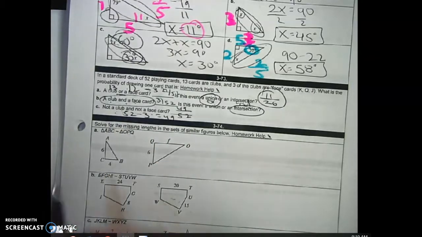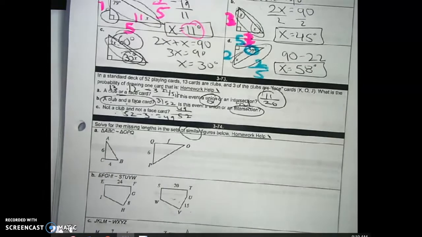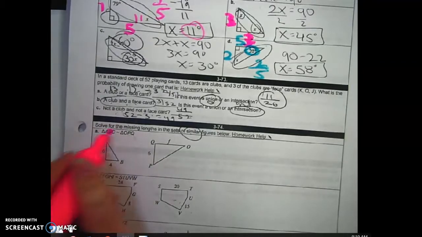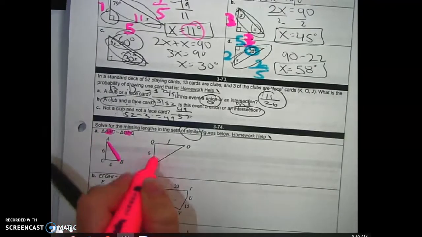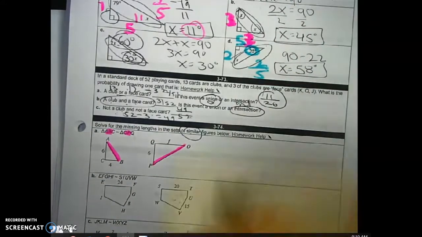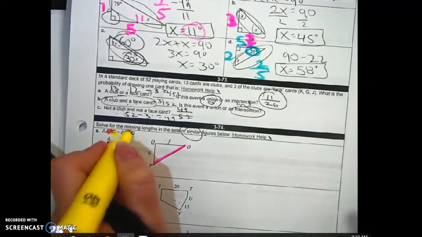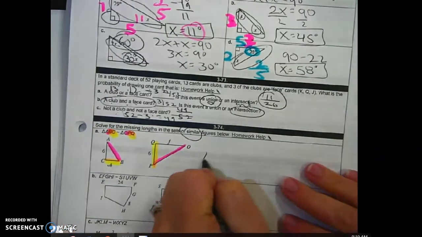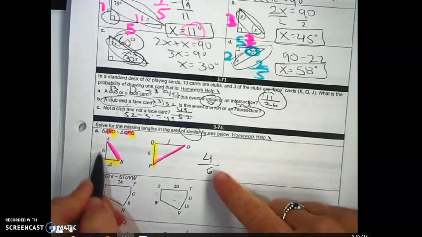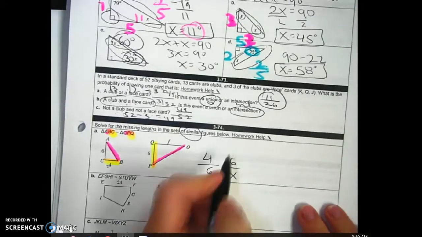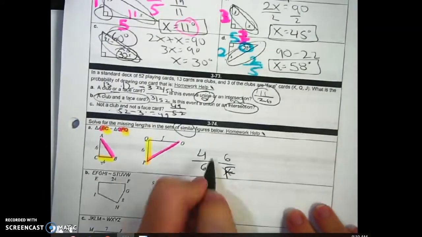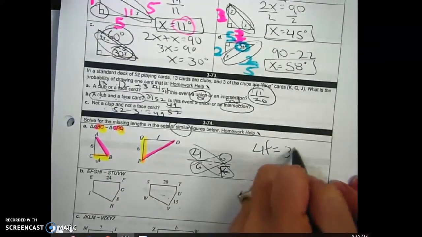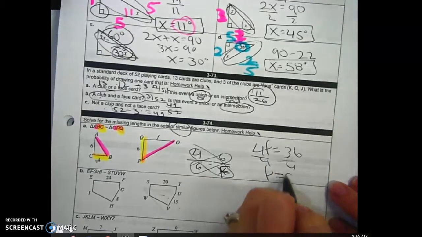All right, so let's look here. Solve for the missing lengths. We see that they're similar. Okay, so I see that AB is congruent to OP, and then I see BC is congruent to PQ. So that means the 4 goes with the 6, so 4 to 6, and that means this 6 is here over X. Oh, over F, because that's what they're trying to calculate. Make an X, multiply what touches. 4F equals 6 times 6 is 36, divide by 4, F equals 9.